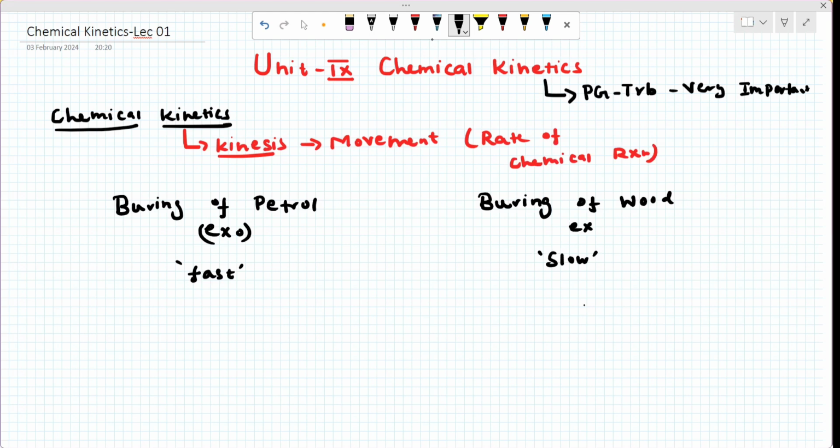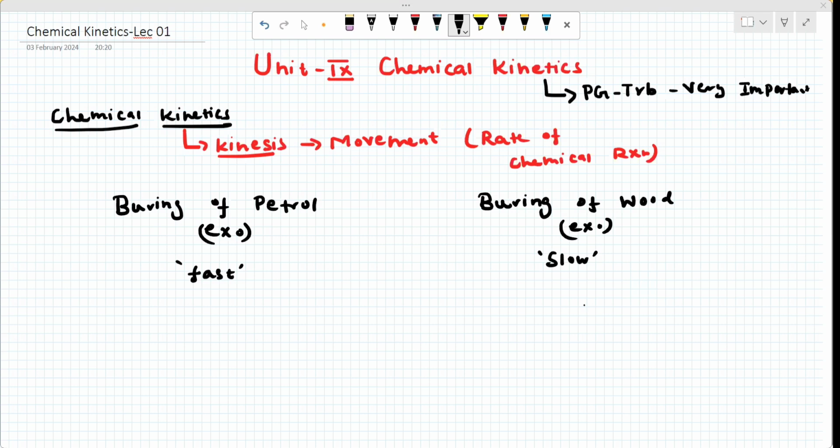Listen, the process is the same, right? During burning of petrol, energy is released. During burning of wood, energy is released. Both are exothermic processes. But the first process is a fast process, and the second process is a slow process. It means the reaction rate is different, right? Now what is the main goal? We are going to study the rate of reaction.